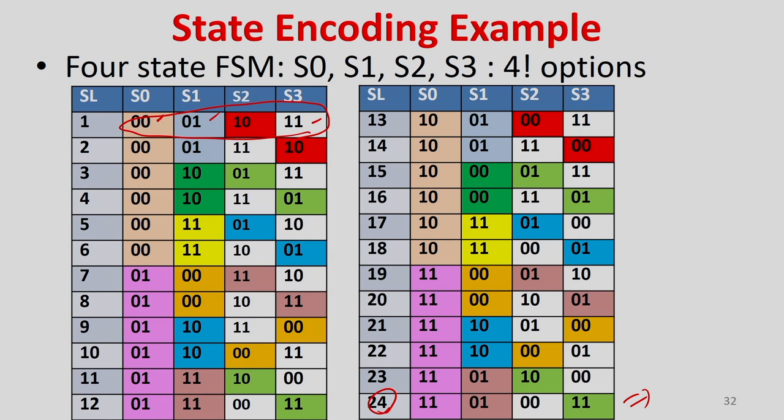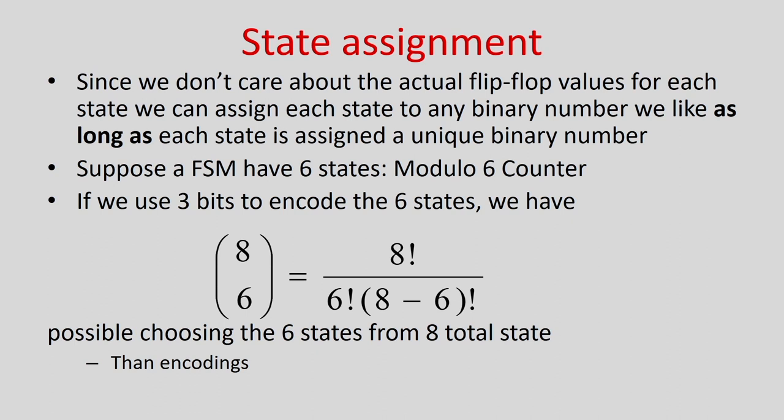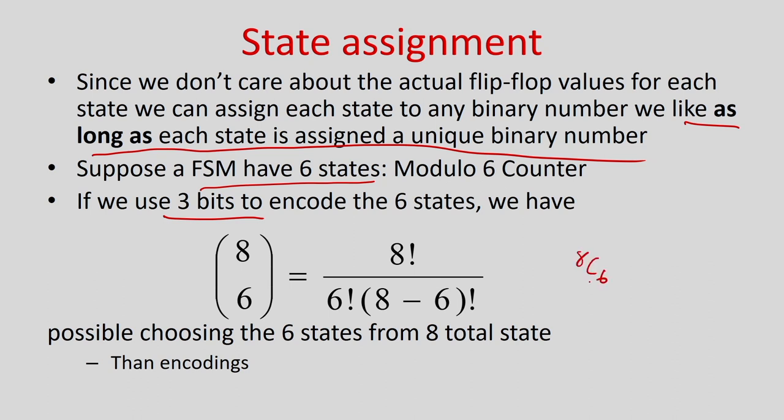And it is very difficult to go through all the state assignments. Since we do not care about the actual flip-flop use, as long as each state gets assigned a unique binary number. Suppose you take an FSM of a modulo 6 counter. It has 6 states but uses 3 bits. So we have 8C6 different possible state encodings, choosing 6 states from 8 total. This number is very huge, and you cannot simply test all of them.